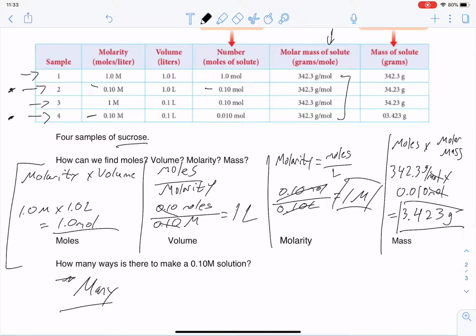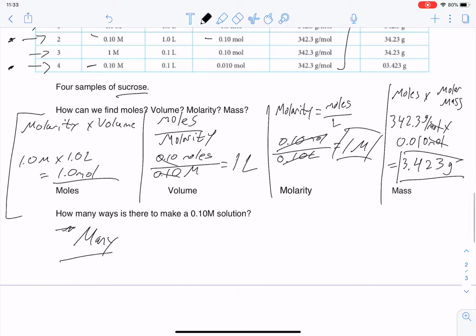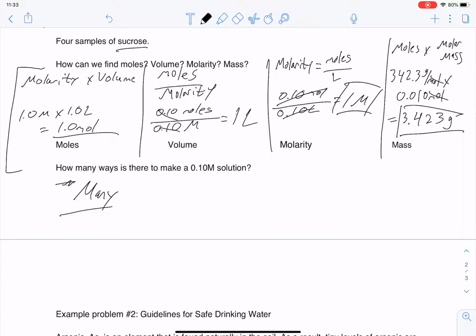So again, concentration isn't necessarily how much you have of something, just how much you have it relative to the solution, right? Because if you have less solution, you will need less moles. Okay. So just be aware of that too as you're making solutions or solving for solutions, right? There's many ways to make one concentration of something.